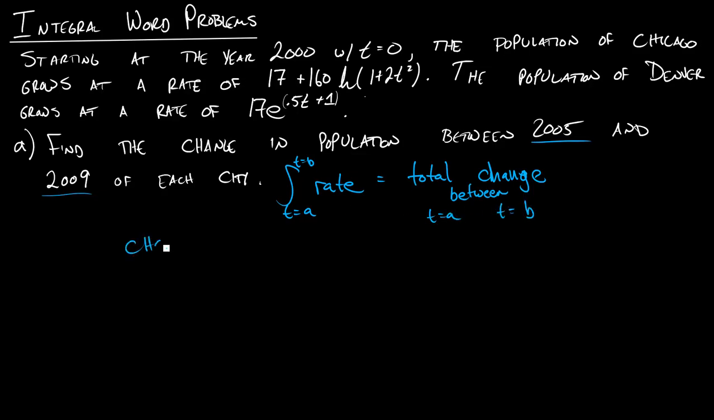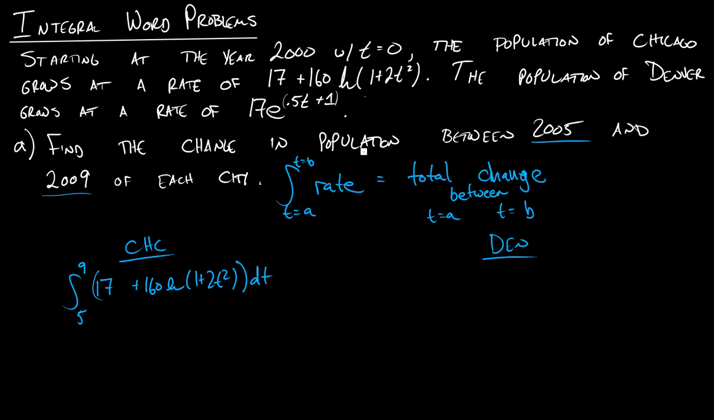So for Chicago, the wonderful city of Chicago, the integral that we're going to need to compute is the integral from 2005 to 2009, and we have t equals 0. So the integral from 5 to 9 of 17 plus 160 ln of 1 plus 2t squared dt.